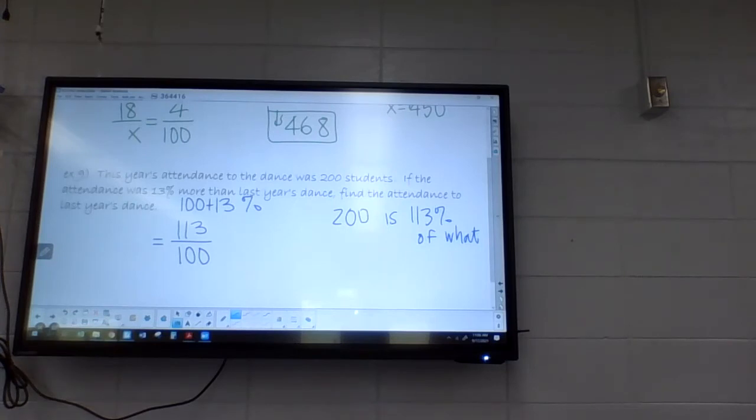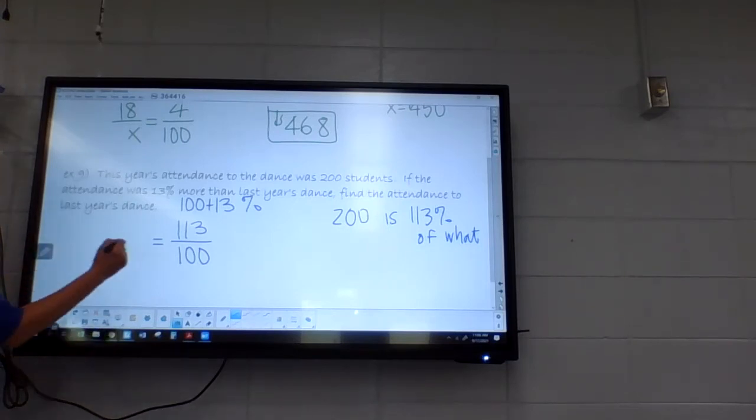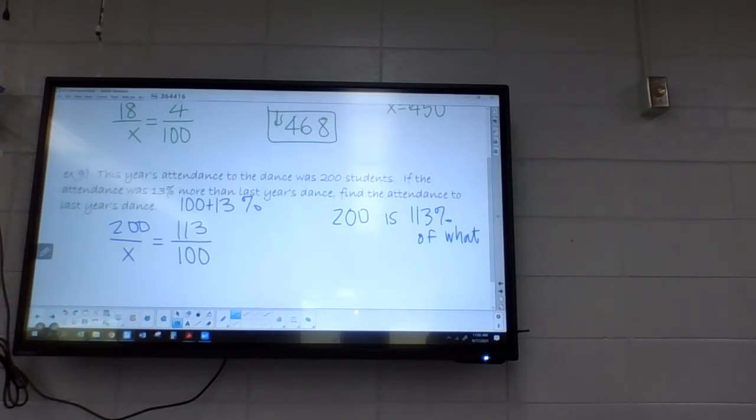So the 200 is going to go on top. We're trying to find the previous year. Now, one of the ways Clayton said he struggles with setting these up. This might be one it's worth setting up this way because the 113 is bigger than the 100. That means this number should be bigger, and this year's attendance is more than last year. That kind of helps you to know to put it on top. Because it's over 100, this is going to be the bigger of the two numbers, and this is a true proportion.